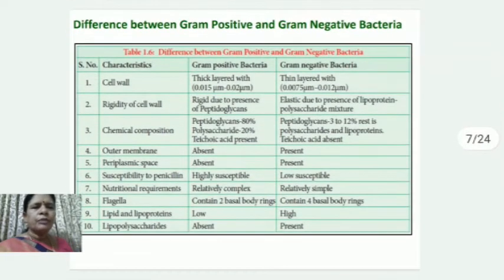And what is the difference between gram-positive and gram-negative bacteria? The different characteristics are cell wall, rigidity of the cell wall, and the chemical composition of the cell wall, outer membrane, and the periplasmic space, based on which there is a difference. And you can see how they act on penicillin. Next one, you can see the nutritional requirements. Then the flagella, they differ in flagella also, and also in the lipids and lipoproteins.